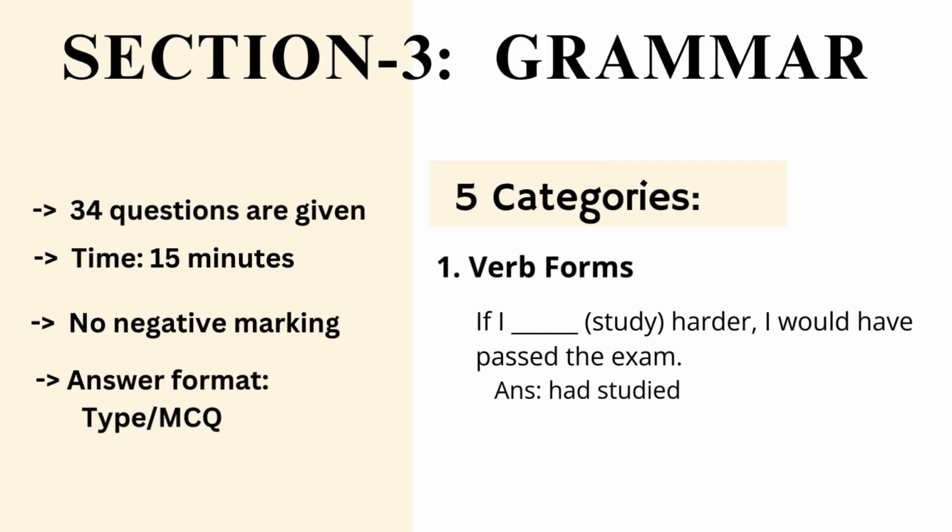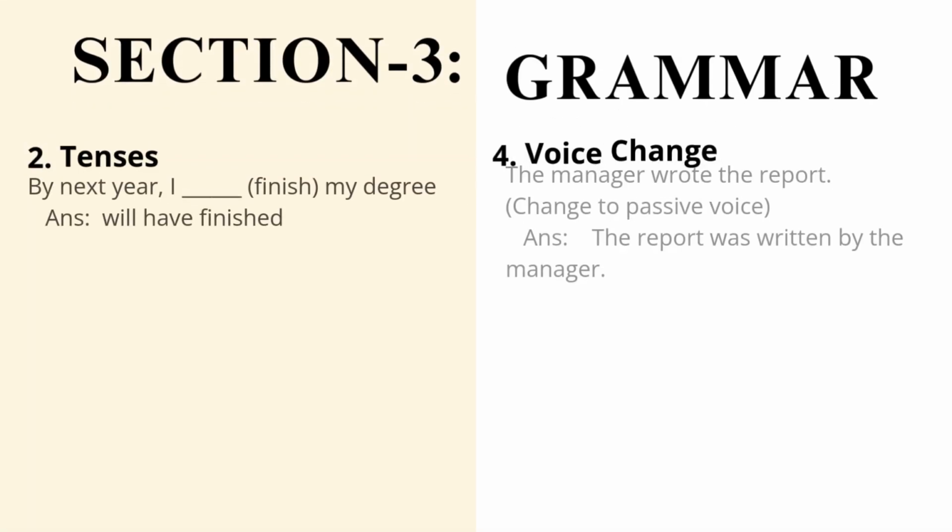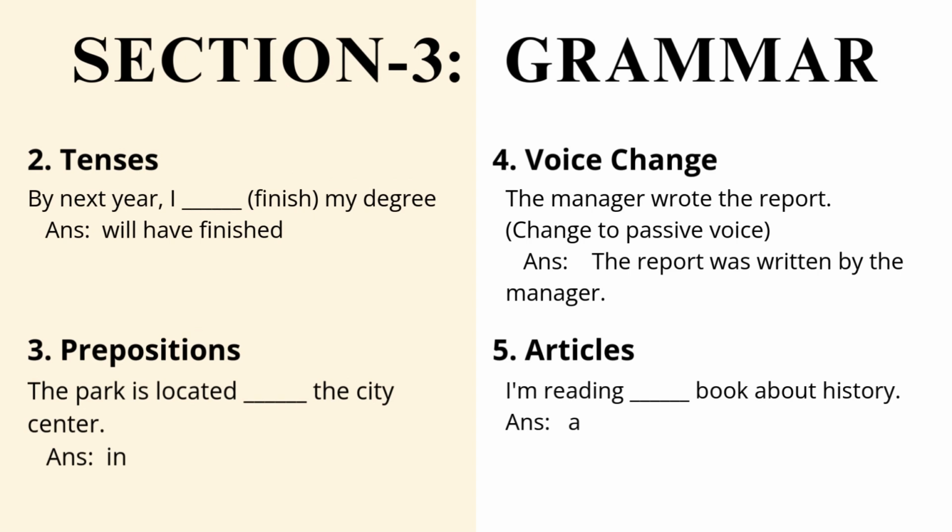Section 3, Grammar. In this section, you will have 34 questions divided into 5 categories like verb forms, prepositions, tenses, articles and voice change. You will have 15 minutes to complete all the questions and there is no negative marking. For this section, you will either type your answer or select the correct option from multiple choice questions.